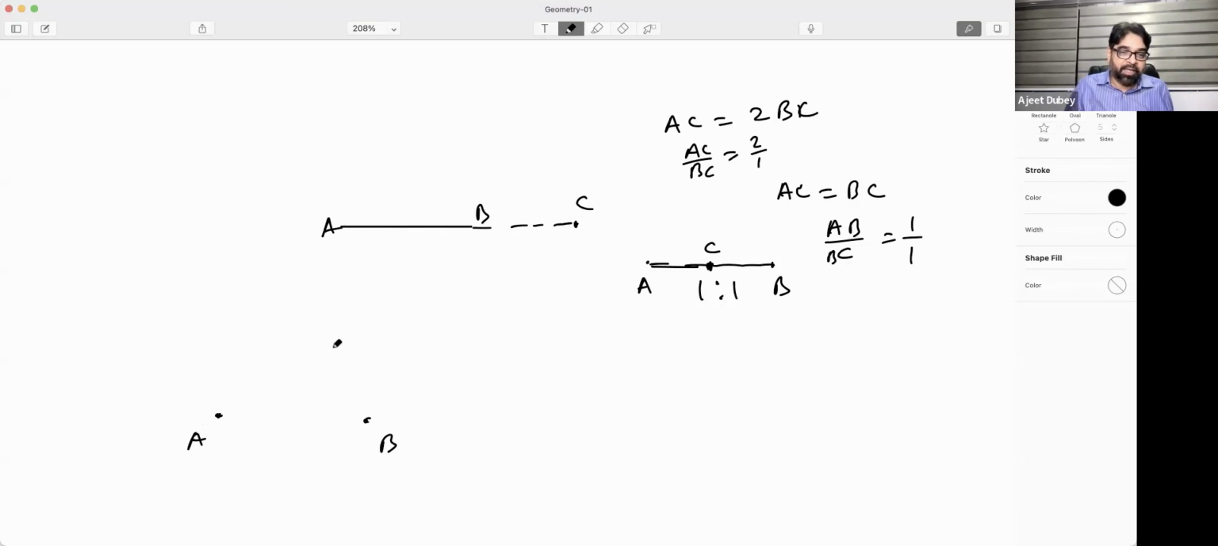Now answer. A, B, let's say C. Let's say this length is 3. Let's say this length is 2.